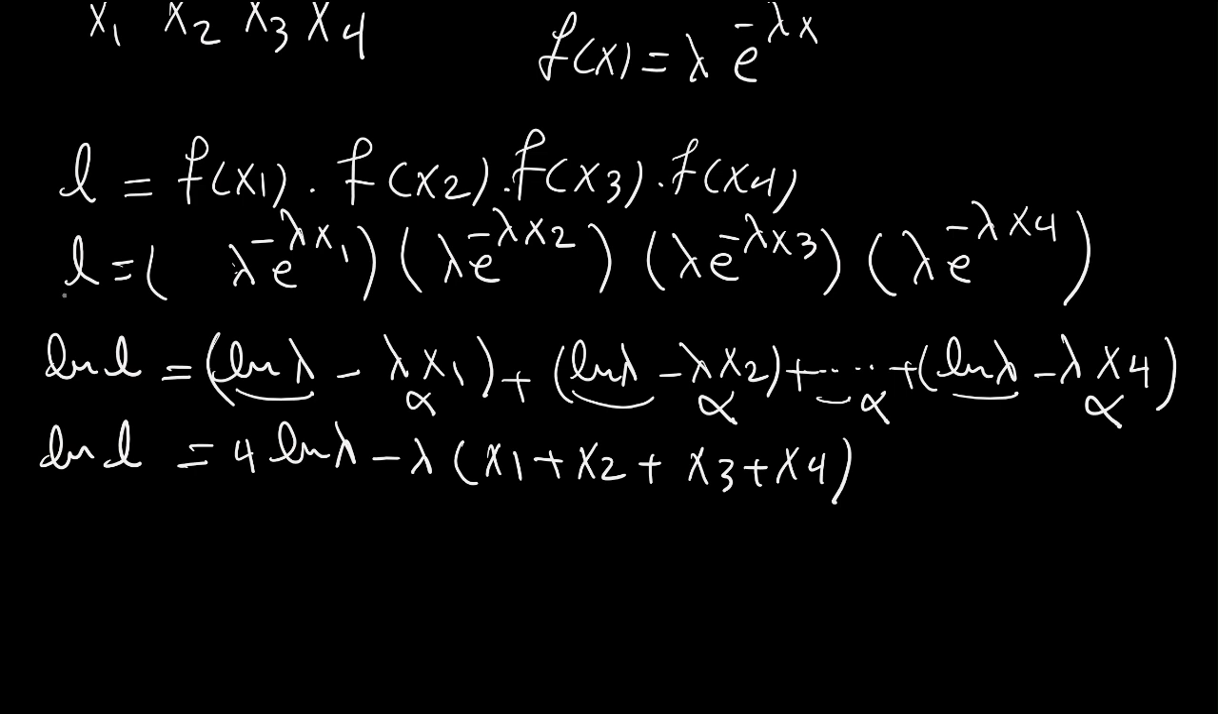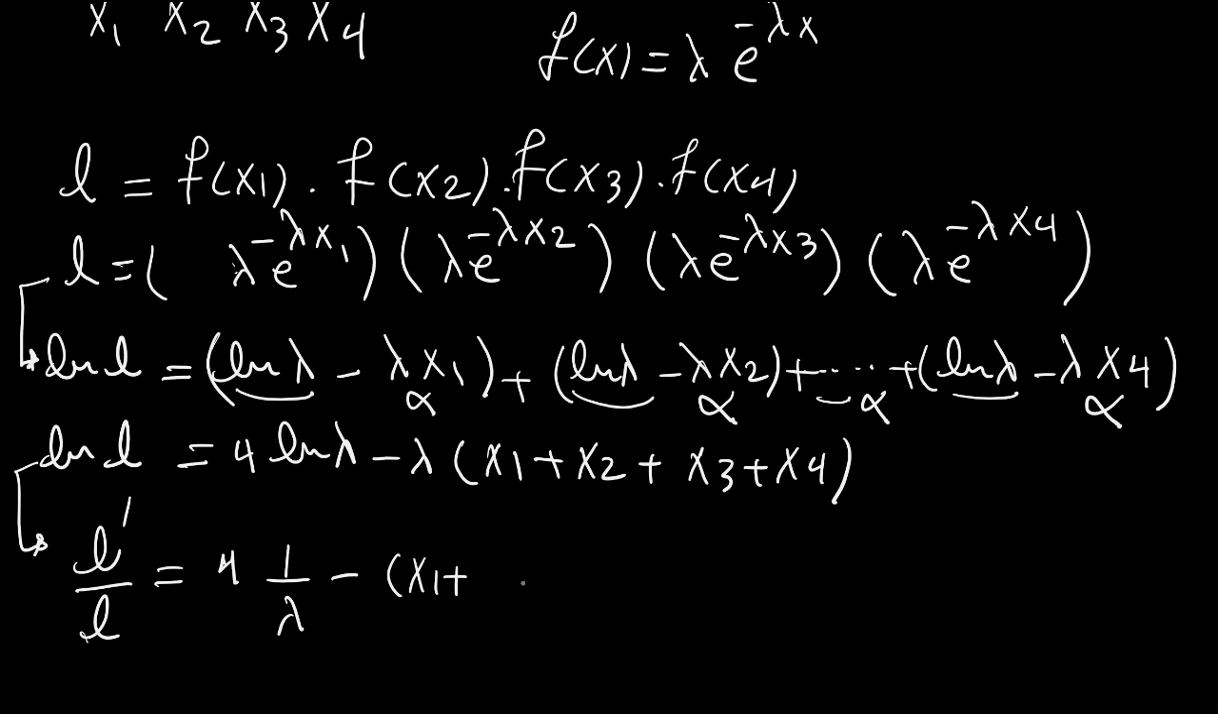We know that the next step after taking the natural log from both sides is to take the derivative from both sides. The derivative here is L prime over L, and the derivative of the right-hand side, the first term, is 4 times the derivative of the natural log, which is 1 over lambda. And then the derivative of lambda times x1 plus x2 plus x3 plus x4 is x1 plus x2 plus x3 plus x4, because we are taking the derivative with respect to lambda. So we set the equation to 0 and solve it for lambda.